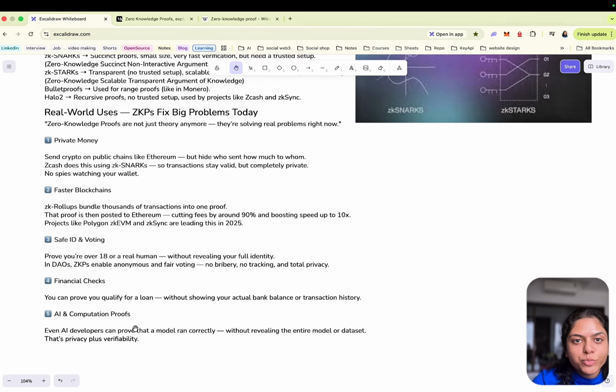Then AI and computational proof. Even AI developers can prove that a model can run correctly without revealing the entire model or dataset. I don't want to give all my model to someone, and to prove that the model runs correctly, all the information. I don't want to give them that. Here are a few examples of ZKP.